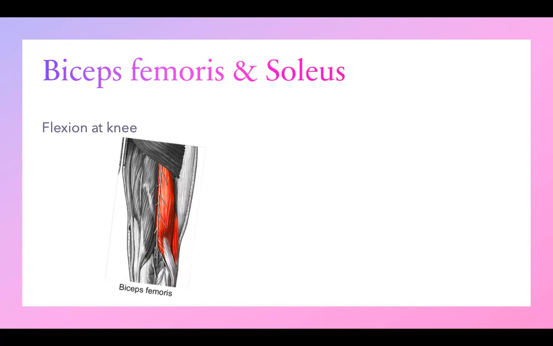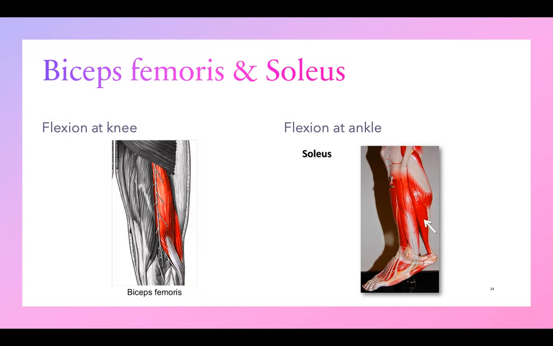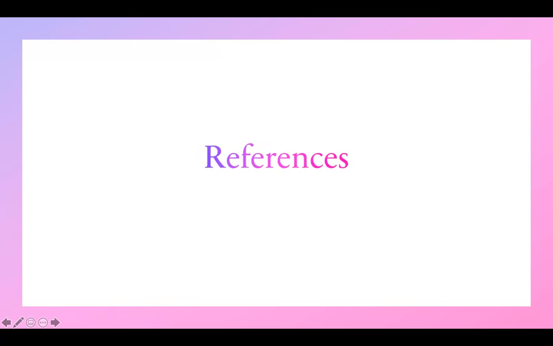Next is the biceps femoris, which, once it loads, is a flexion at the knee, which helps us bend our knee. Also, the soleus, which is a flexion at the ankle, which helps us move our ankle like we're going up and down. So it helps flex the ankle. And in the picture to the right, the arrow shows you exactly where the muscle is located.